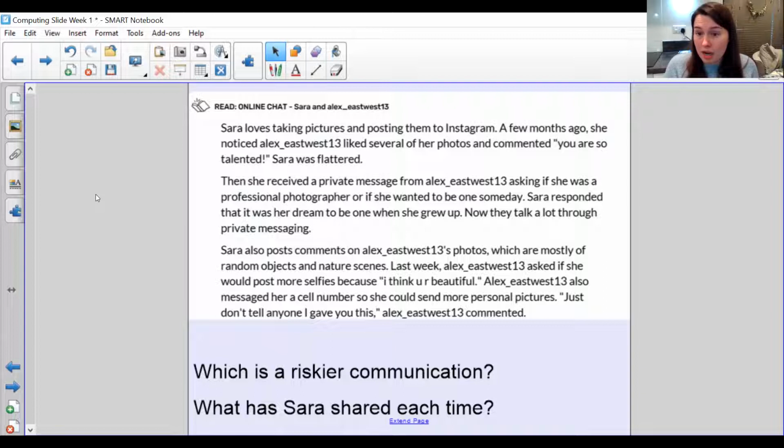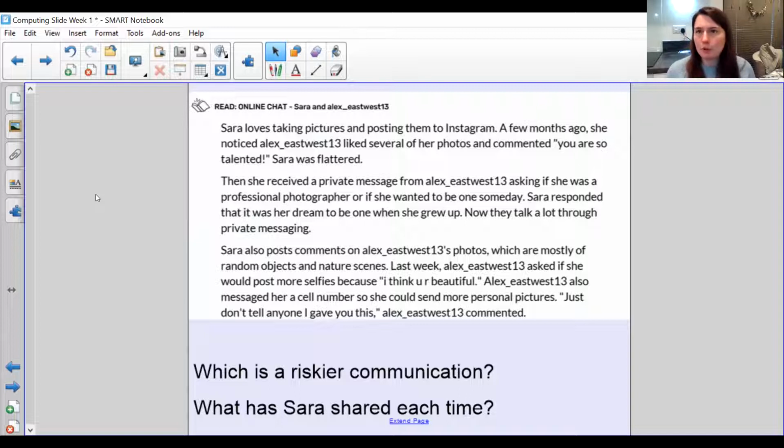Now they talk a lot through private messaging. Sarah also posts comments on Alex's photos, which are mostly of random objects and nature scenes. Last week, Alex asked if she would post some more selfies because "I think you are beautiful." Alex also messaged her cell number so she could send more personal pictures. "Just don't tell anyone I gave you this," Alex commented.